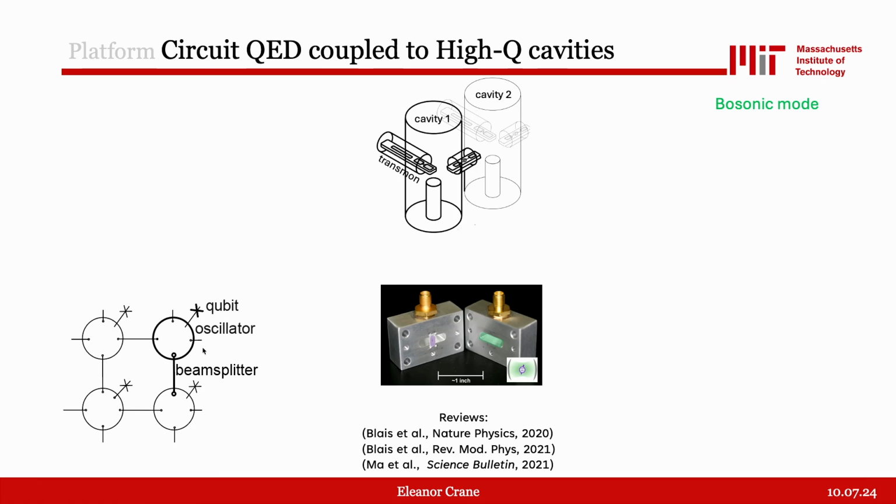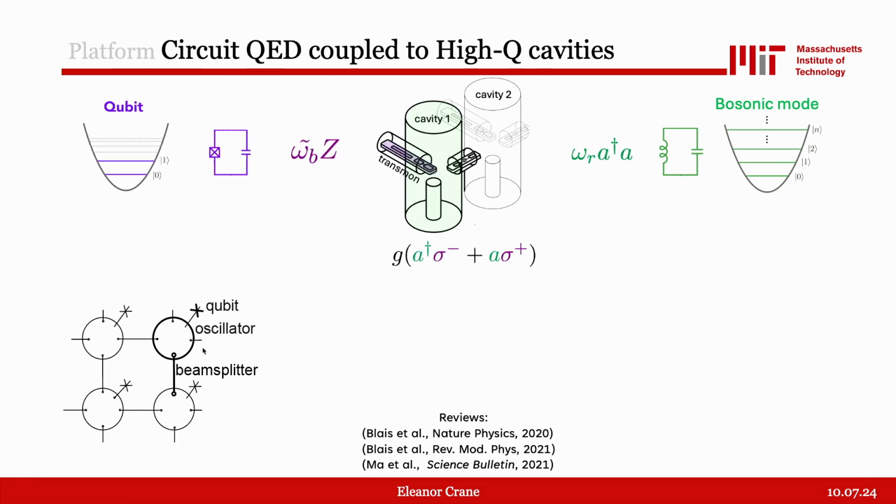We have this kind of aluminium box, which has a hole where we put a microwave cavity and a transmon qubit, and they interact. So the cavity hosts a bosonic mode, which can have many bosons. We can have a Bose-Einstein condensate. And it can couple to a qubit. And the cavity modes, the bosonic modes, interact via a beam splitter.